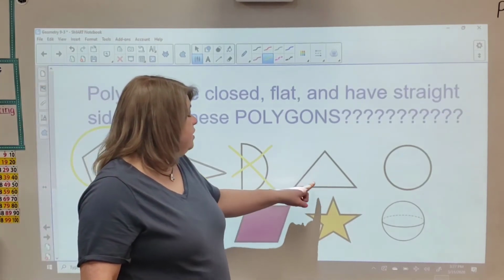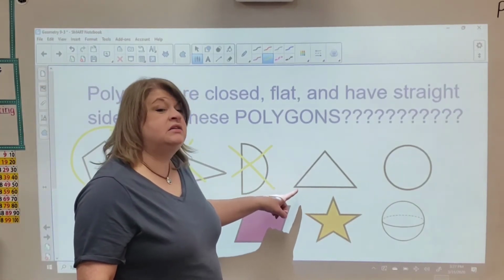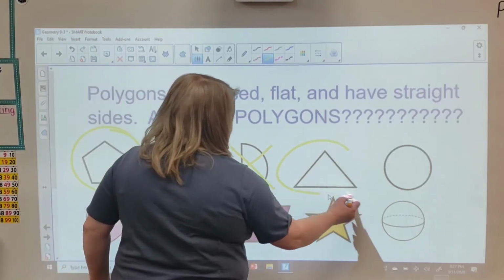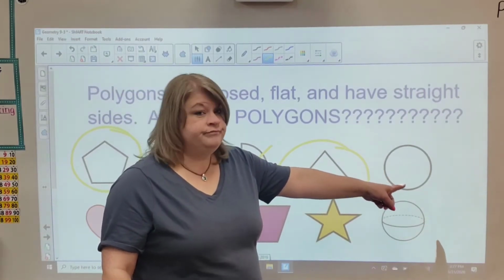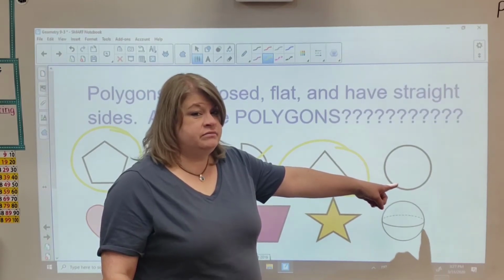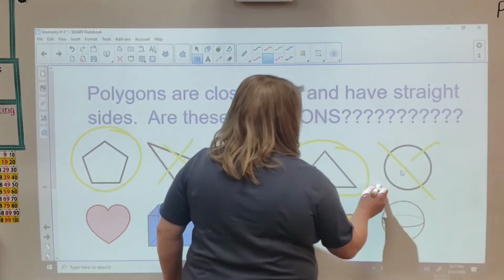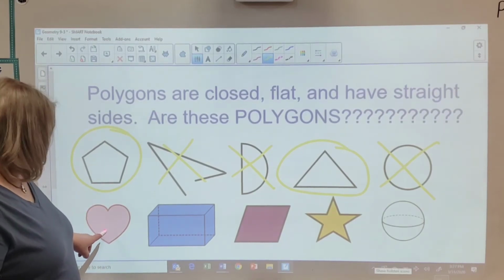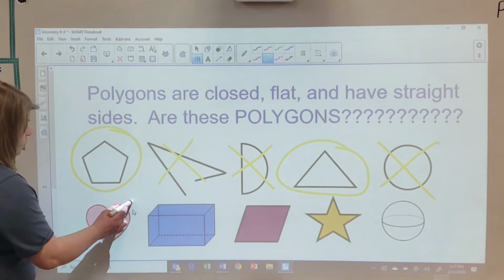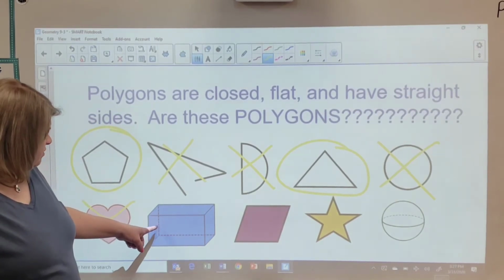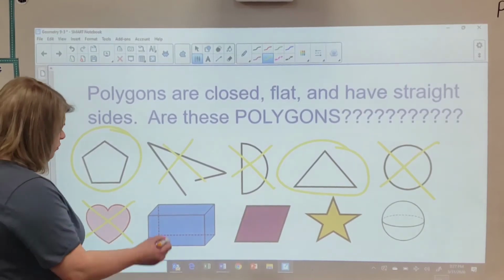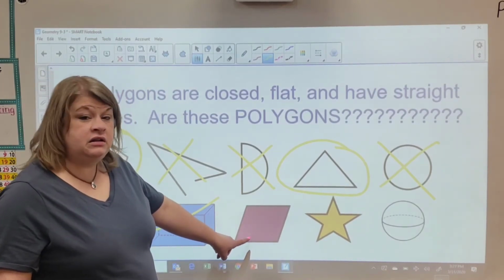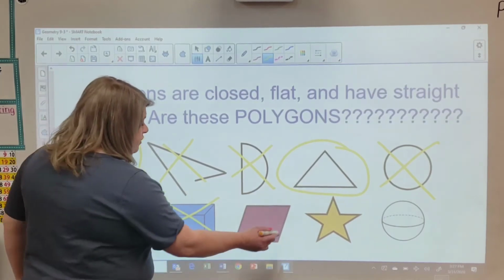Come to the next one here. Is it closed? Yes. Is it flat? Yes. Does it have straight sides? Yes. So guess what? What is it called? A polygon. Closed? Flat? Straight sides? Nope. Circles are not polygons. Closed? Yes. Flat? Yes. Straight sides? Nope, not a polygon. Closed? Well, yeah. Flat? No. Each of those things has straight sides. That's a 3D shape. Closed? Yes. Flat? Yes. Straight sides? So what's it called? It's a polygon.